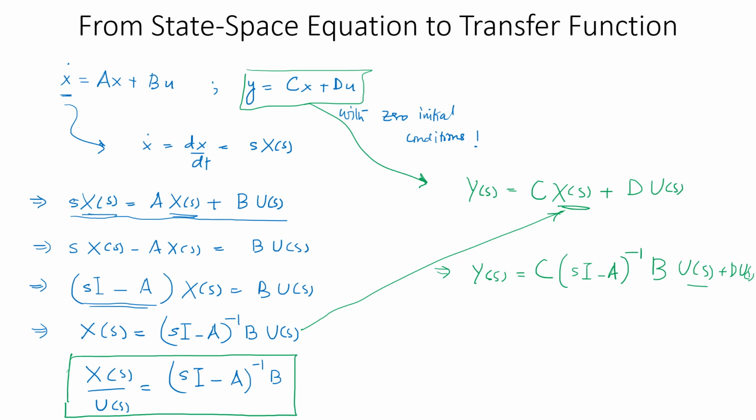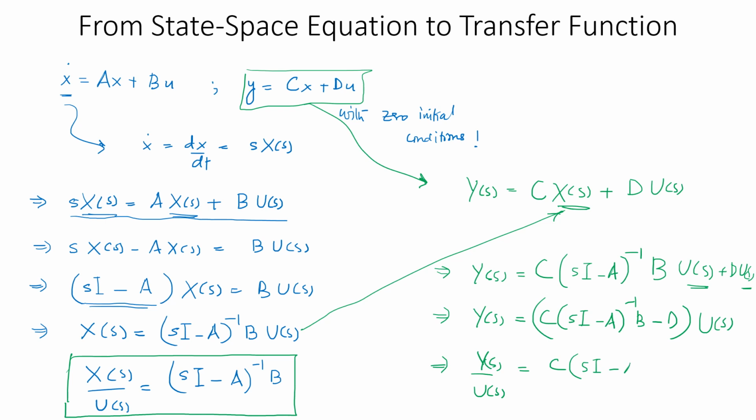Now you can take U of s common from both the sides. That would mean that you have Y of s equal to (C (sI minus A) inverse B plus D) into U of s. And that would mean that you can now write down the other transfer function Y of s over U of s, which is going to be equal to C (sI minus A) inverse times B plus D.